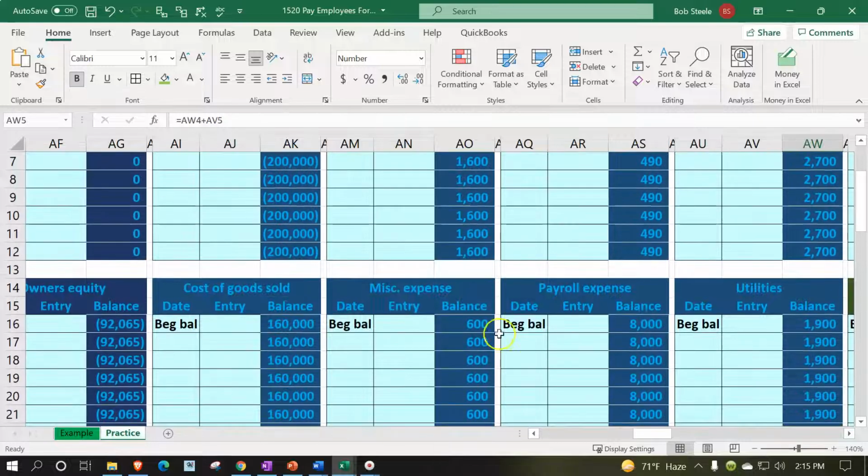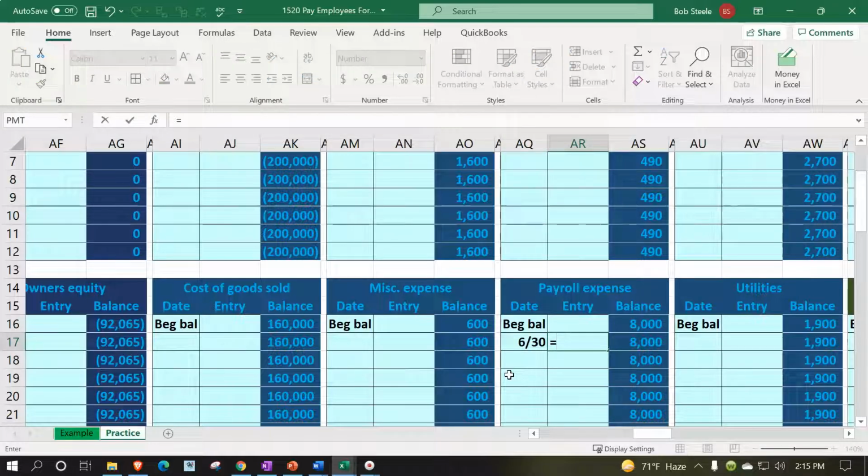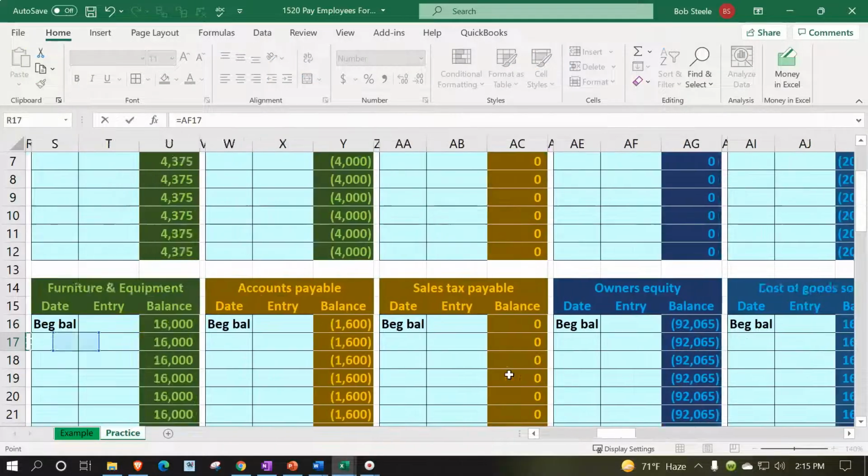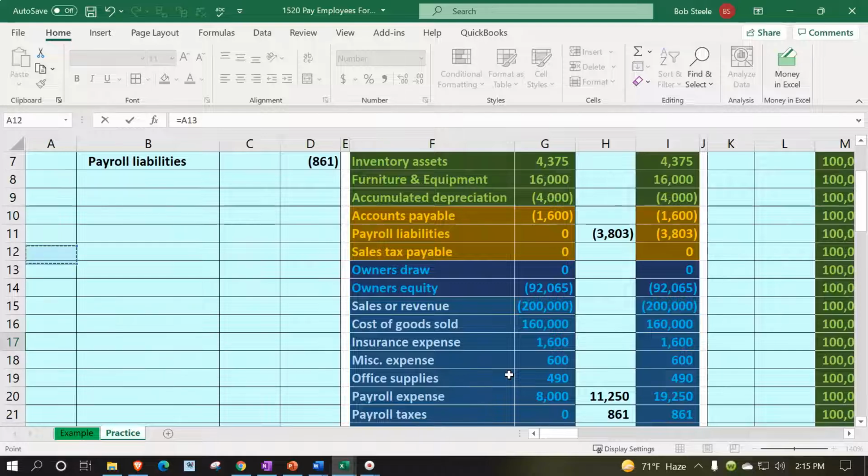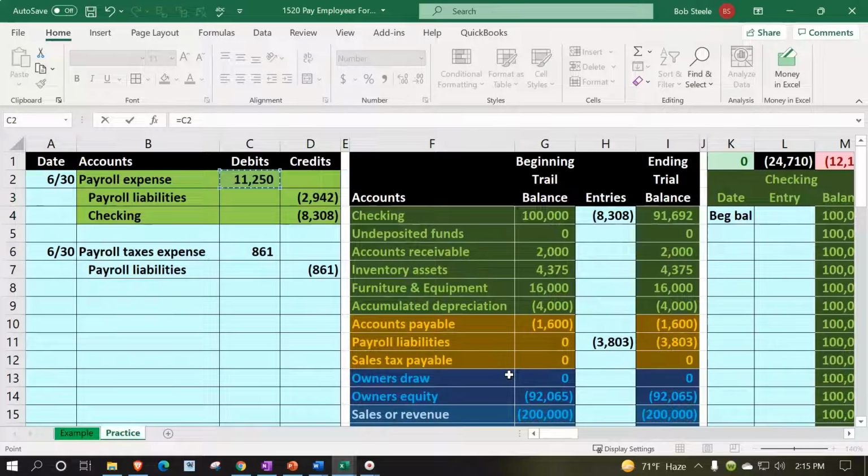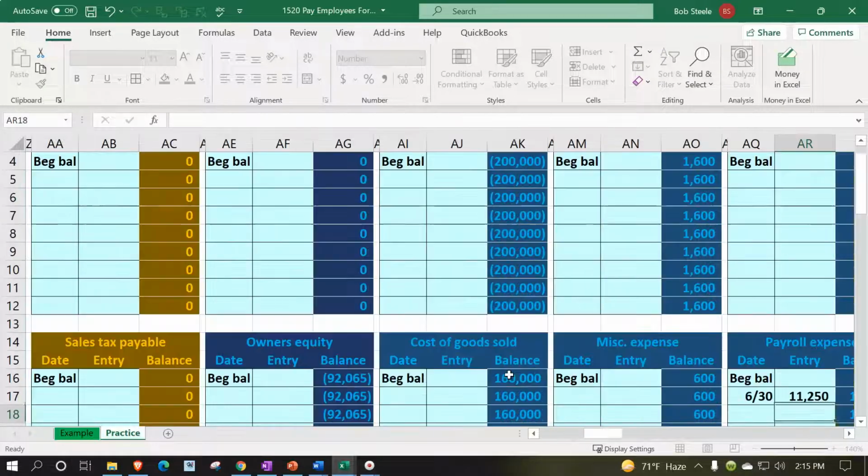We're looking for the payroll expense down here on AQ17. This is on 630. We're in AR17 equals, holding the left arrow till we hit the wall. Boom. And then we're going up to that payroll expense in C2 and enter.